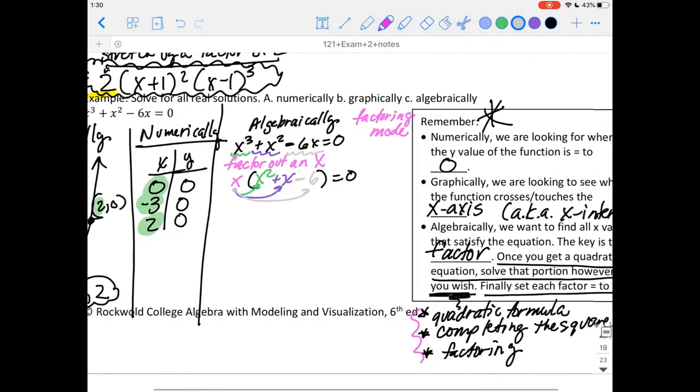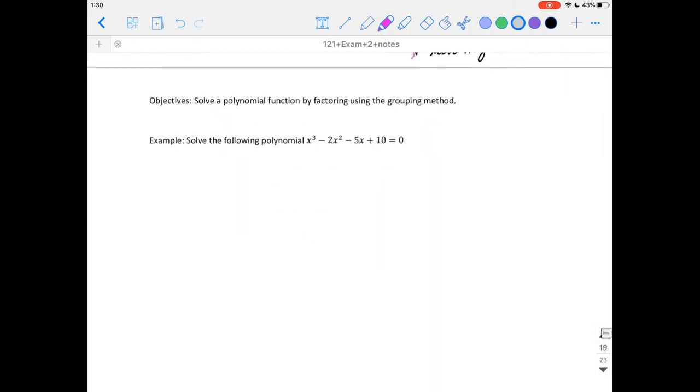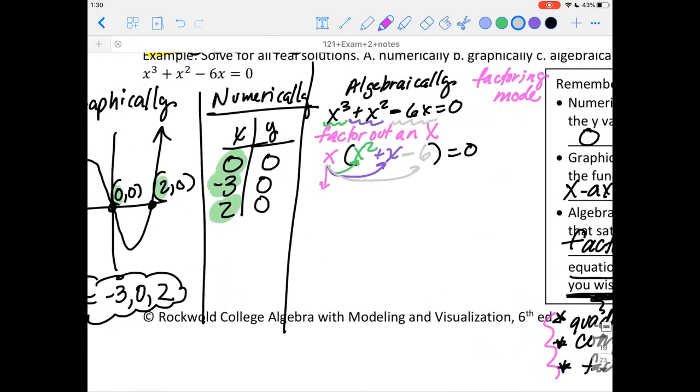So let me write that down. That's what this says here. Finally, set each factor equal to 0. So what does that mean? So this one, you're going to set it equal to 0. X is equal to 0. And this right here, you're going to set it equal to 0. So I should write that down. Set each factor equal to 0. And so this one's going to be x squared plus x minus 6 is equal to 0.